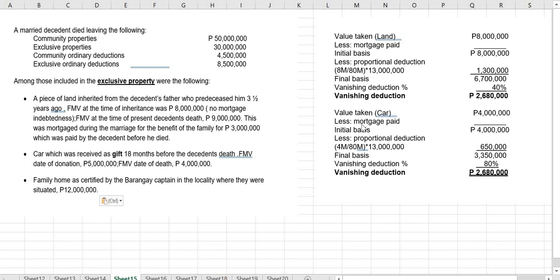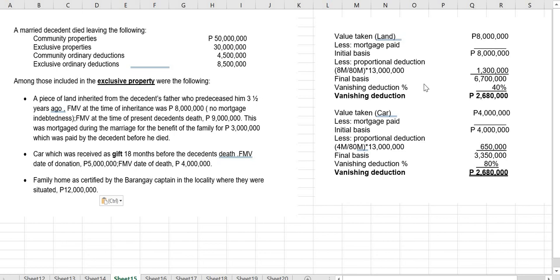For the car, the value taken is 4 million, whichever is lower between the fair market value at the time of donation and at the time of death. So 4 million, with no mortgage paid. Then for the proportional deduction, the initial basis is 4 million, divided by the 80 million gross estate, times the multiplier of 13 million, which gives 650,000 as the second deduction.